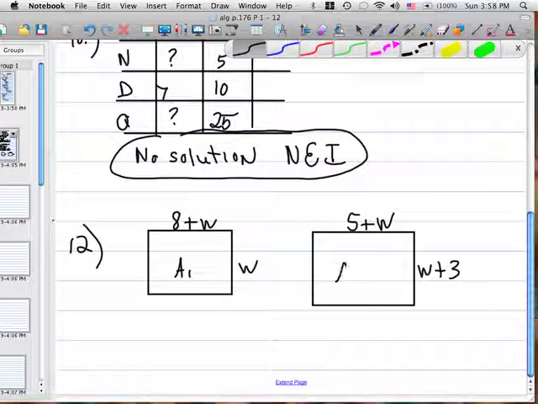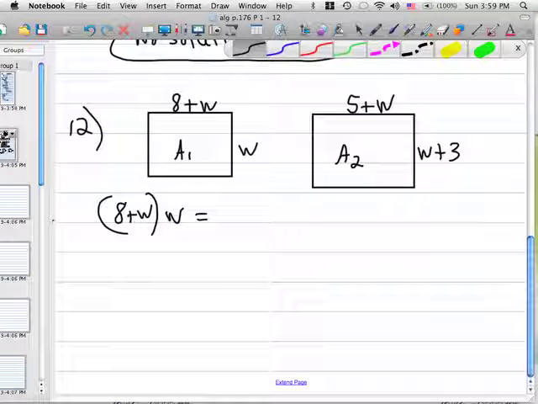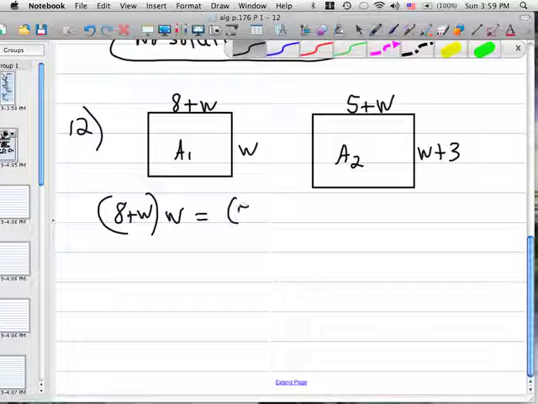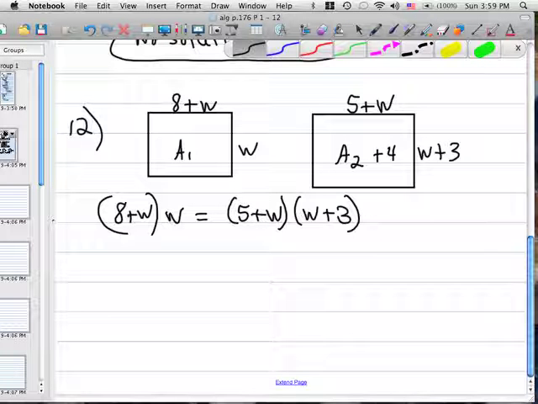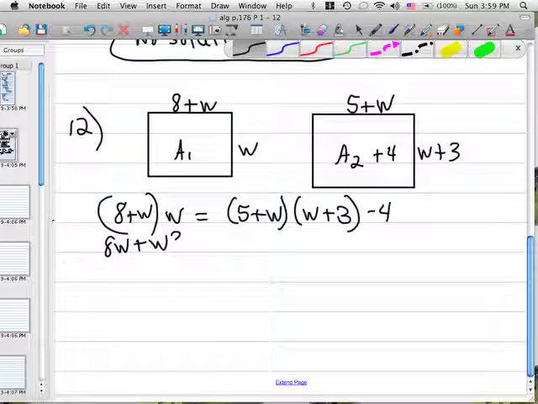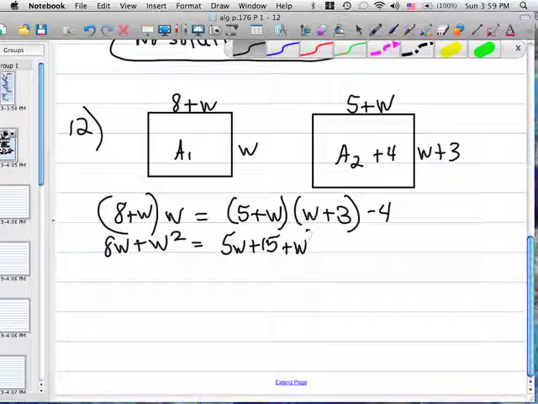So this is the area of this one. This is the area of this one. So the area of the original one is equal to this one plus 4, because it said it's increased by 4. So 8 plus W times W equals the area of this one. Now this went up by 4, so I'd have to take away 4 in order to get back to the original area. So 8W plus W squared equals, using FOIL, 5W first term, outer term plus 15, inner term plus W squared, last term, plus 3W, minus 4.